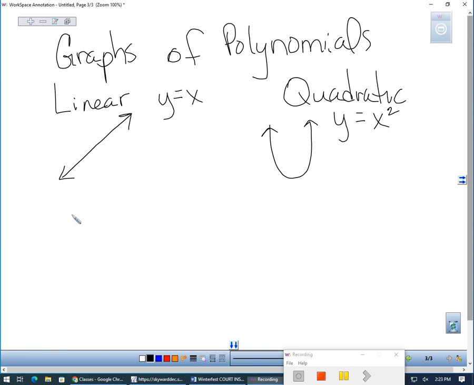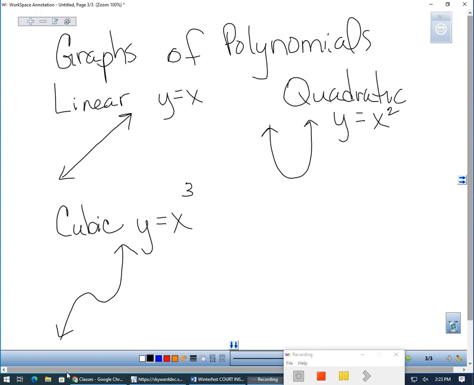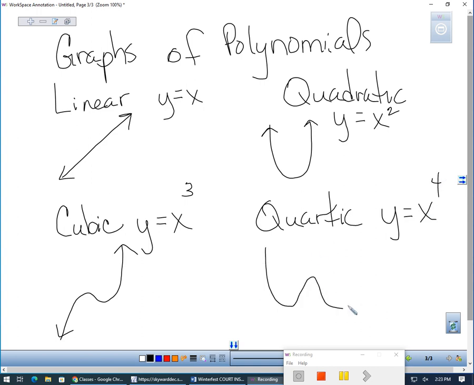If I have a polynomial that's cubic, or y equals x to the third, what does that one look like? It's kind of like that S curve. I always talk about the S curve. It does one of these deals. Okay? If I have a quartic, or y equals x to the fourth, that kind of makes a W shape.